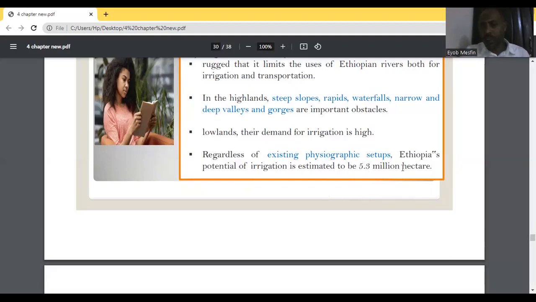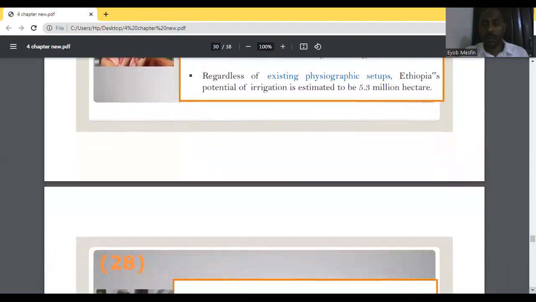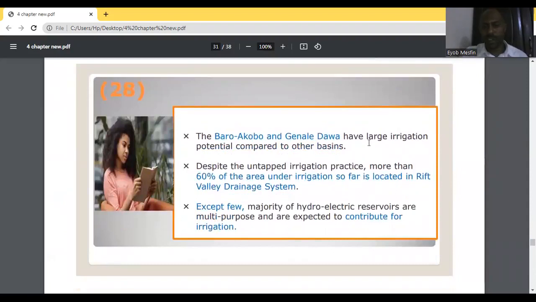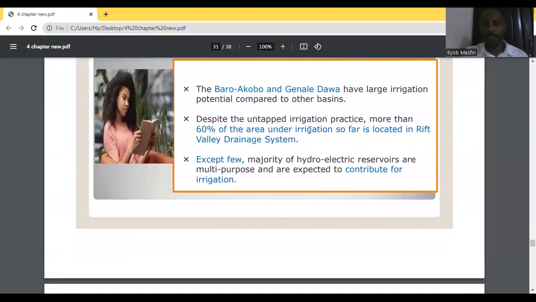Ethiopia's irrigation potential is estimated at 5.3 million hectares of land. If we use our rivers, we can cultivate those lands. The Baro Akobo and Genale Dawa basins, for instance, have large irrigation potential compared to the other basins. Despite the untapped irrigation potential, more than 60% of the area under irrigation so far is located in the Rift Valley drainage system.